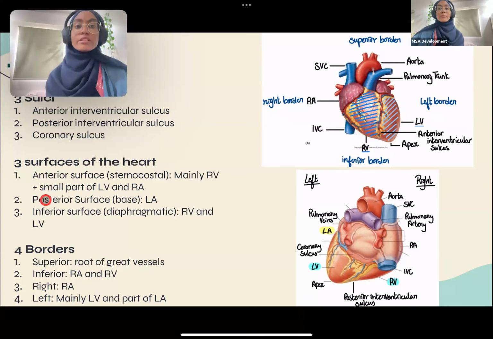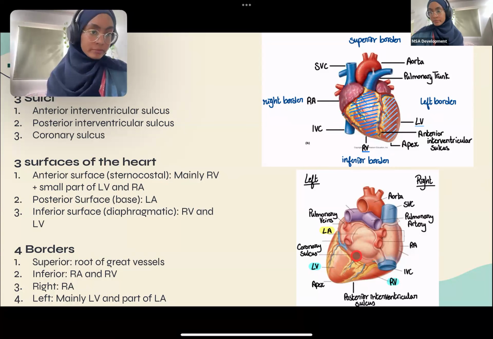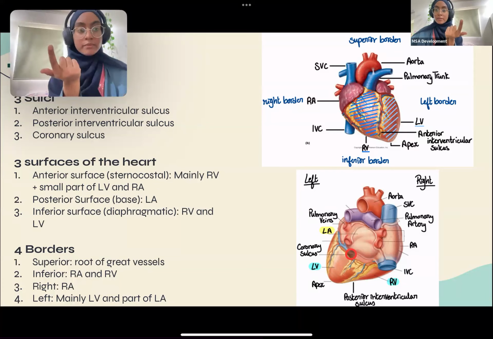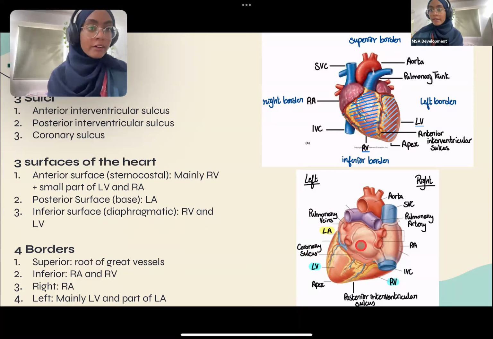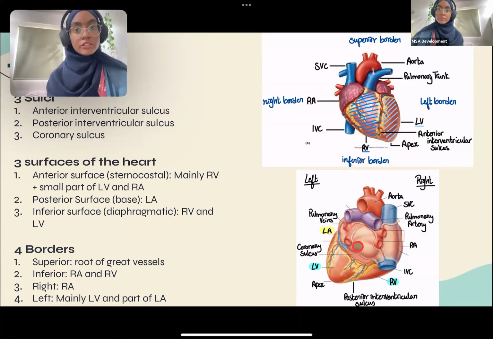Right. The next surface is the posterior surface or the base. Basically, if we look at the other side of the heart, we can divide the heart into 2 surfaces, posterior and inferior. Okay? How is this divided? By the coronary sulcus. So whatever is above the coronary sulcus is the posterior surface or the base. Whatever is under the coronary sulcus is the inferior surface or the diaphragmatic. Okay. So above the coronary sulcus, what do we mainly have? The left atrium. So the left atrium is what makes up the posterior surface. For the inferior surface, which is under the coronary sulcus, we mainly have the left ventricle and the right ventricle.